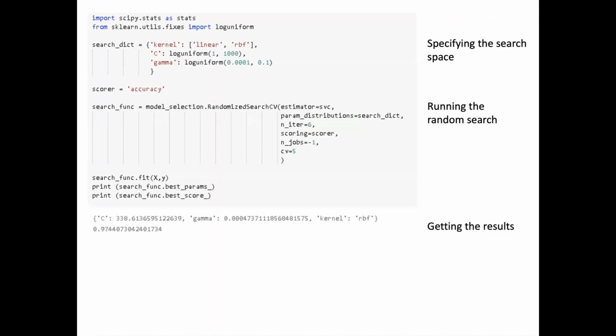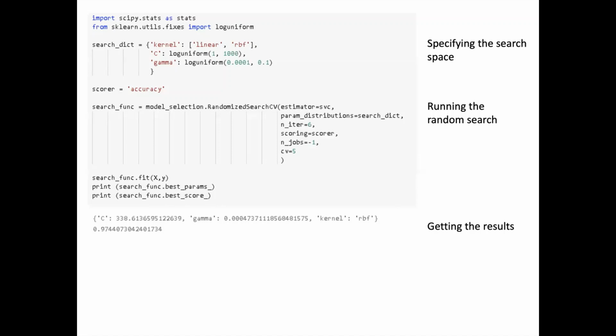In this example, we just decided to test about 6 random picks. And in the end, since it could pick options from the entire range of values of C and gamma, it found a possible combination with C equal to 338 and gamma equal to 0.00047, again for the radial basis function kernel, which is a little bit more effective than the values we found by grid search.